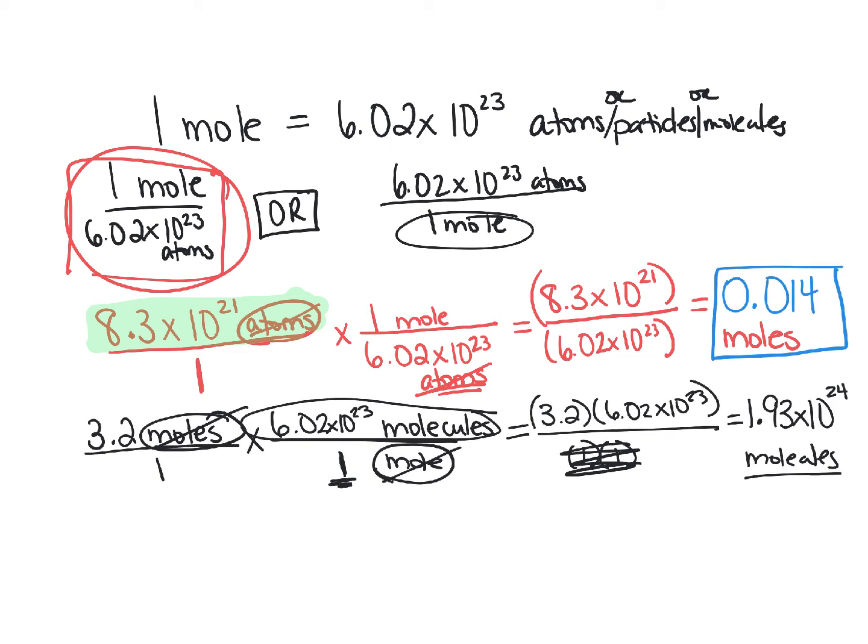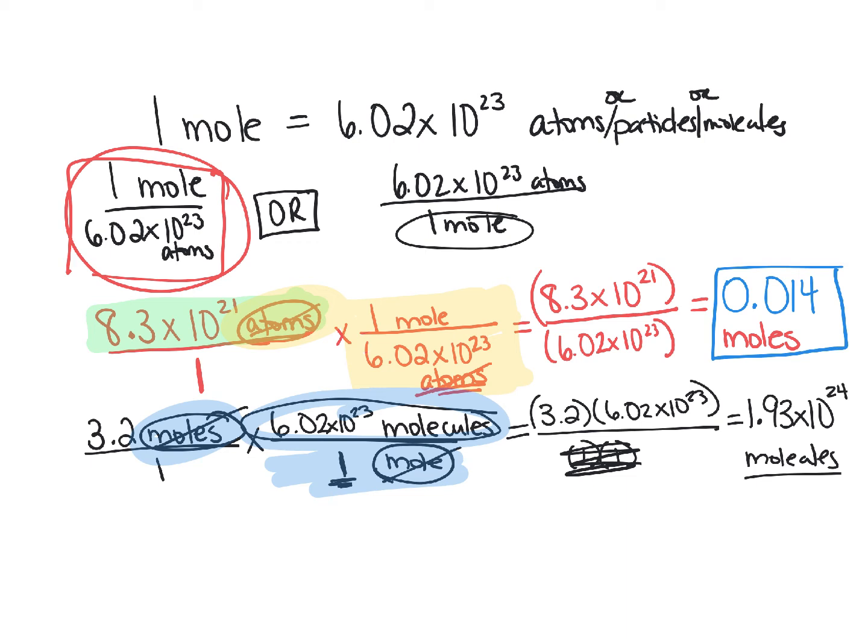Once again, just a reminder that whatever unit it is that you start with, so if you're given atoms, then that means you want atoms on the bottom. So we're going to use 1 mole over 6.02 times 10 to the 23rd atoms. If you are given moles and it asks you to find molecules, we're going to put 1 mole on the bottom, and we're going to put 6.02 times 10 to the 23rd molecules on the top.